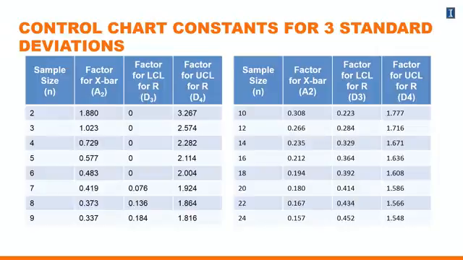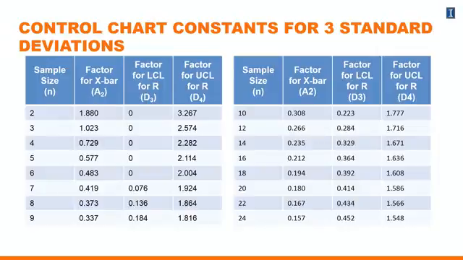Now, where are the numbers coming from? They're basically representing the idea of 3 standard deviations. Because we have a very small sample size, it's not appropriate for us to use standard deviations. We are using the idea of 3 standard deviations by substituting with these multipliers. So the A2, D3, and D4 are multipliers that help us replicate the idea of plus or minus 3 standard deviations.